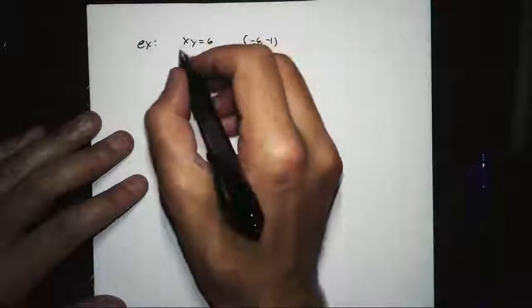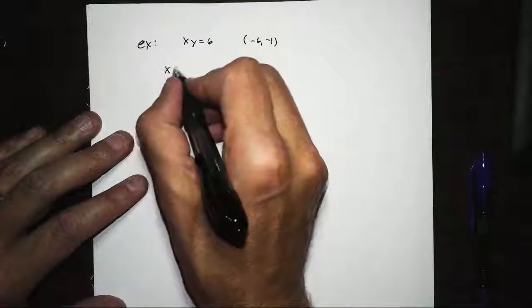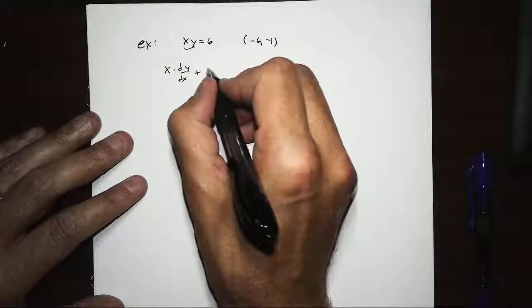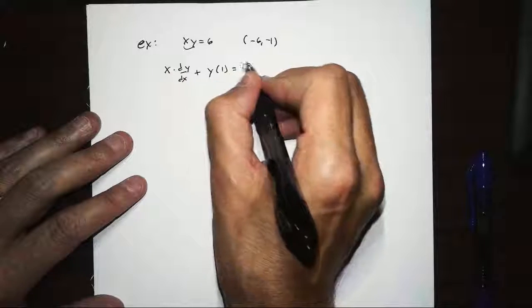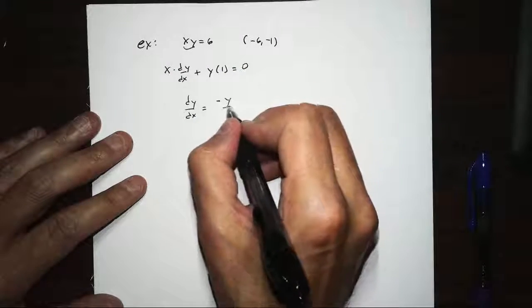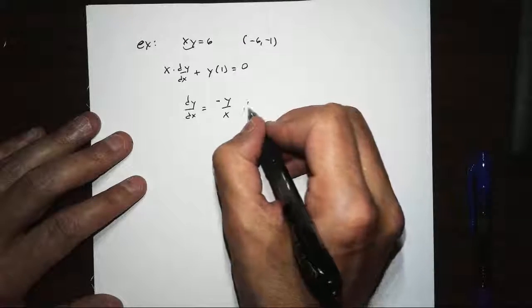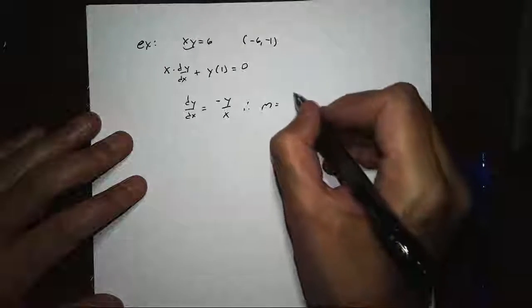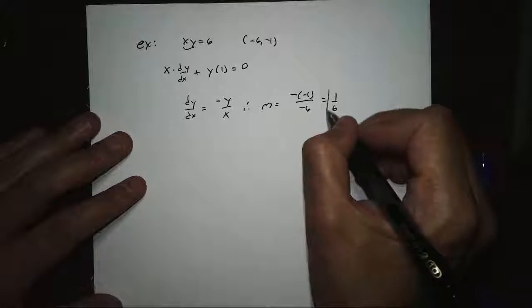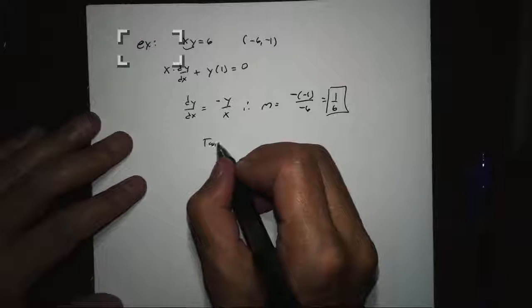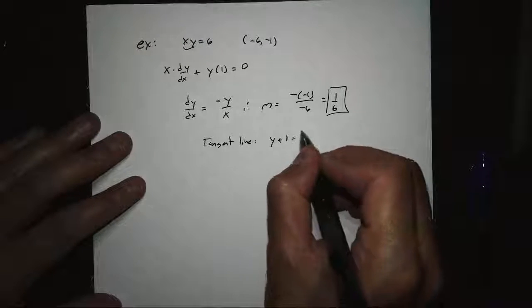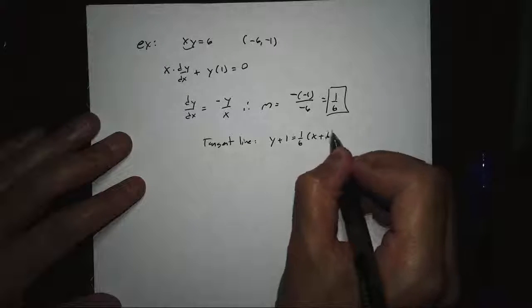use my implicit differentiation, which says take the first times the derivative of the second, see, product rule, plus the second times the derivative of the first equals 0. So what's dy dx going to equal? Negative y over x. So therefore, to get my slope, I just plug it in. Negative of a negative 1 over negative 6, so I get 1/6. Heck, if I wanted to, I can now even write a tangent line. Y plus 1 equals 1/6 times x plus 6.